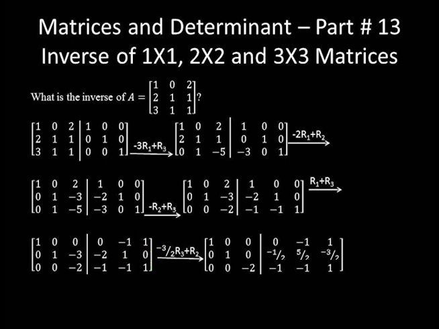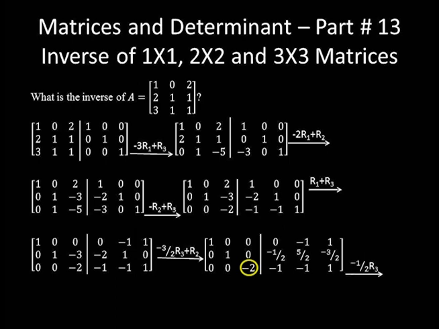At this stage, all elements other than the main diagonal elements of this left-hand side matrix are zeros. That's what is needed. Next, what we are expected to do is to formulate row operations that can convert all main diagonal elements to 1. Row 1 and row 2 elements of the main diagonal are 1s, so no change is needed. To convert this negative 2 to 1, we can multiply row 3 by negative 1 over 2.